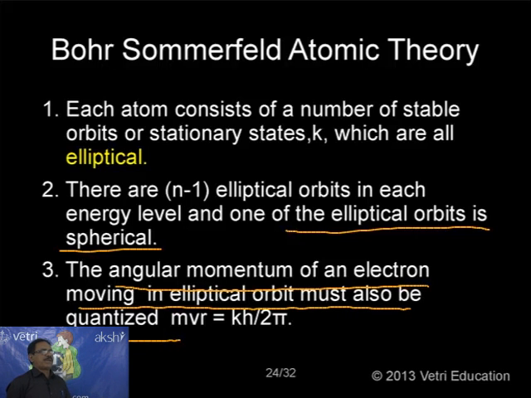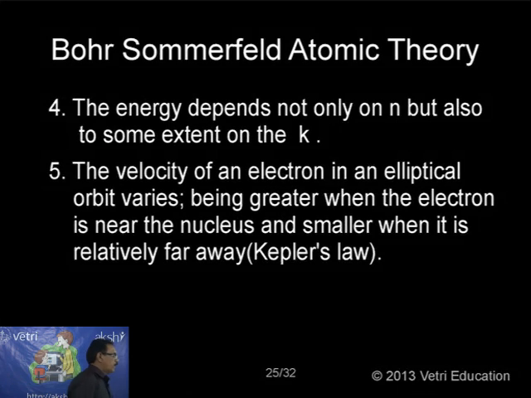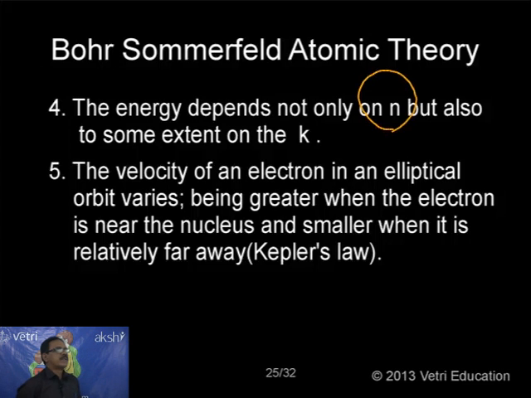As in the previous case of Bohr, mvr equals nh by 2 pi. There, we were given the equation nh by 2 pi. Here, instead of n, we are using kh by 2 pi. That means it depends on k also. Okay, next one, the fourth postulate. The energy depends not only on n, but also to some extent on k. Because there is n, there is also k. So that is the idea given by Bohr Sommerfeld.